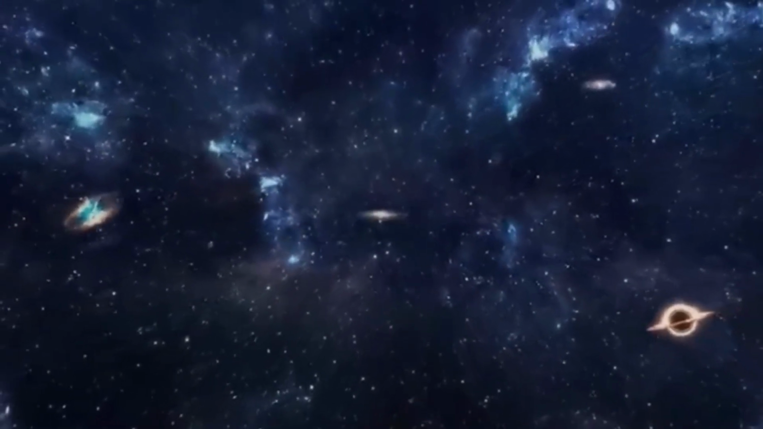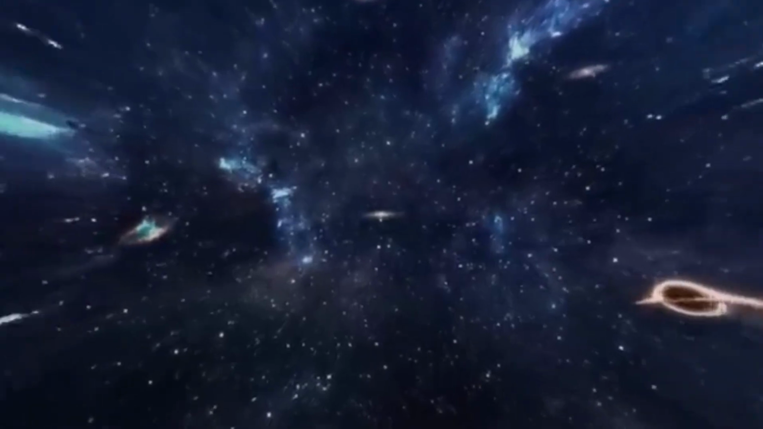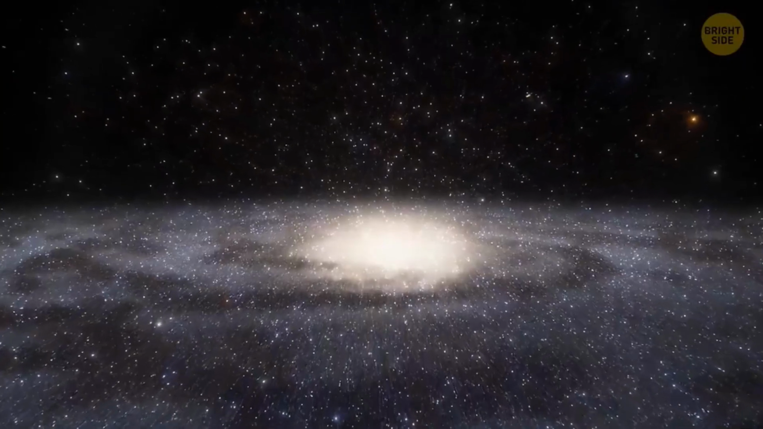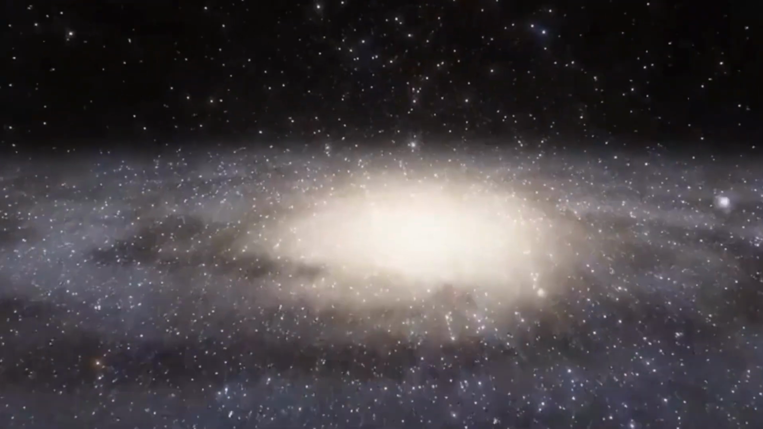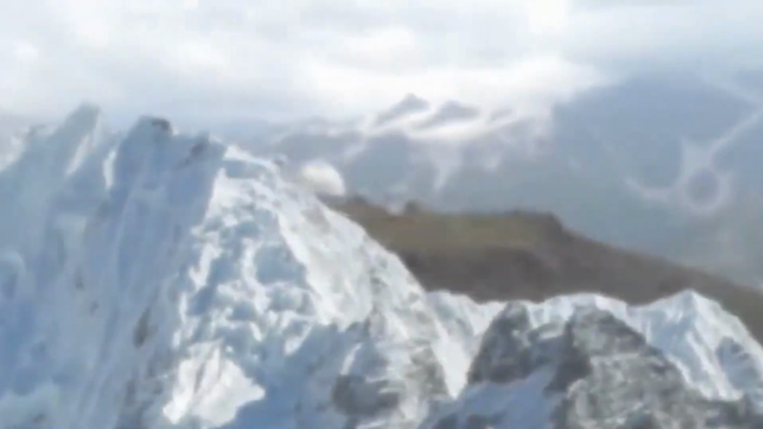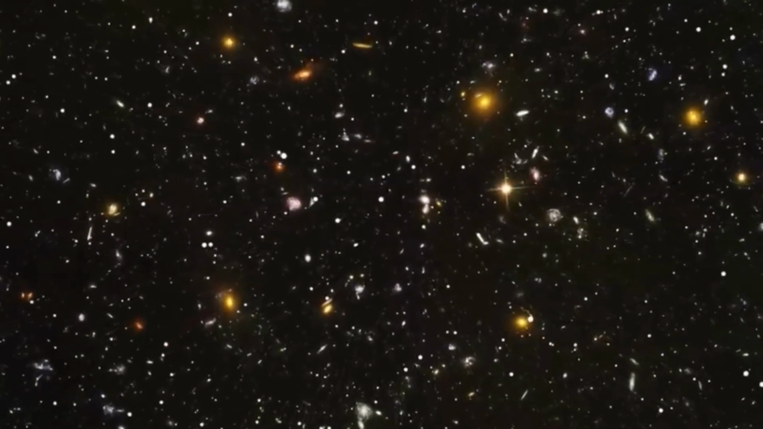How do we measure the shapes of distant galaxies? To understand the shapes of distant galaxies, we first need to understand how we can observe them. As you may know, light travels at a finite speed, which means that when we look at distant objects in the sky, we are actually seeing them as they were in the past. The farther away an object is, the longer it takes for its light to reach us and the older it appears. This is what we call the redshift effect.